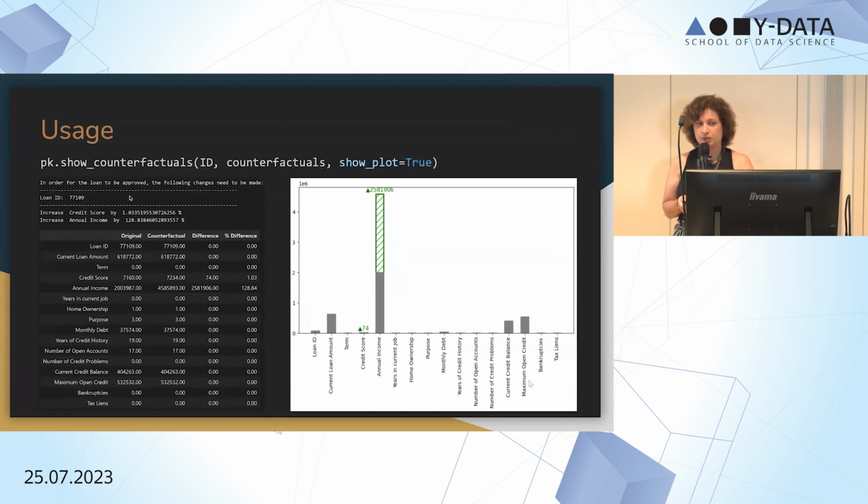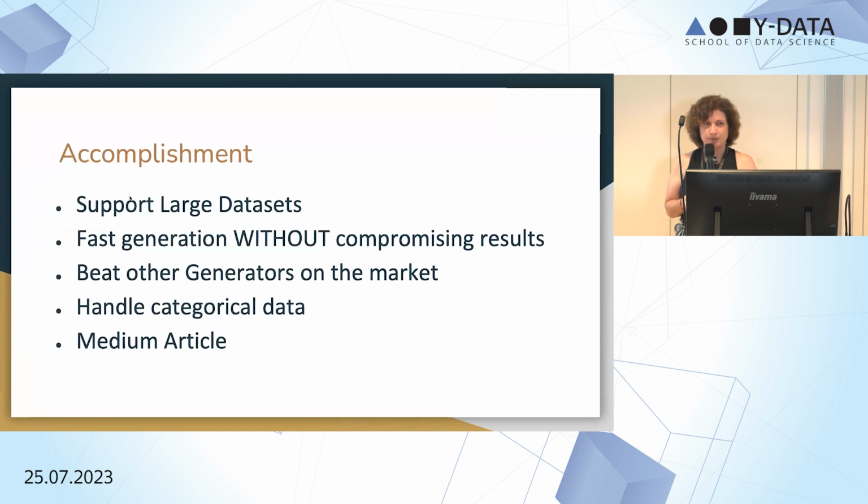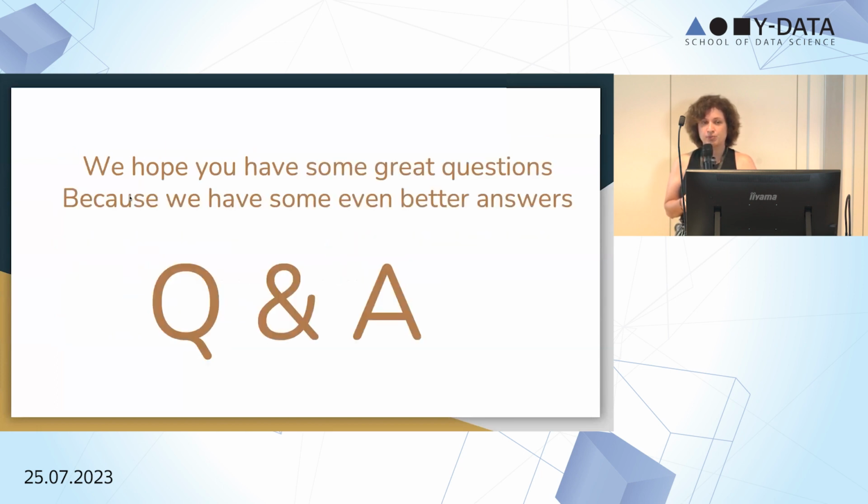And it's very easy to compare visually or with the table. So, yeah, to sum up the accomplishments: support of large data sets, very fast generation, beating other generators, and we even apply the mode which no other packages have on the market. We handle categorical features in a smart way. The Medium article is to be published.